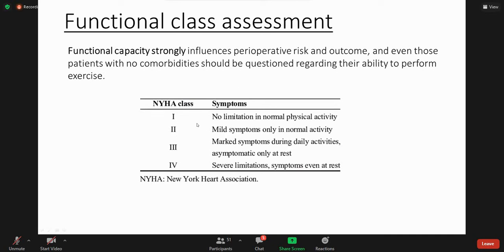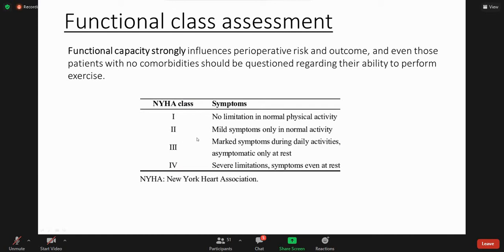So we have 4 classes. According to class 1, there is no limitation of the physical activity. According to class 2, mild symptoms only in normal activity. According to class 3, marked symptoms during the daily activities, asymptomatic only at rest. And according to class 4, severe limitations, symptoms even at rest. Class 1, the normal individual is included in class 1.